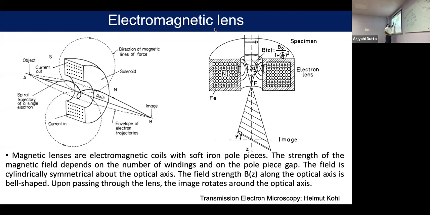So here, just like glass lenses, you can see a rotation is also possible because it is not a straight line anymore. There will be a spiral trajectory, and this spiral trajectory is rotating the image.